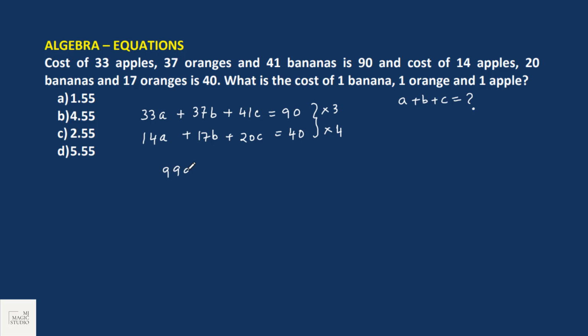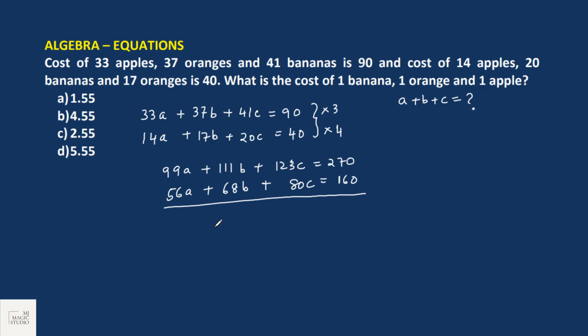So 33 into 3 is 99A plus 37 into 3 is 111B. 41 into 3 is 123C and 90 into 3 is 270. 14 into 4 is 56A. 17 into 4 is 68B and 20 into 4 is 80C, and 40 into 4 is 160.